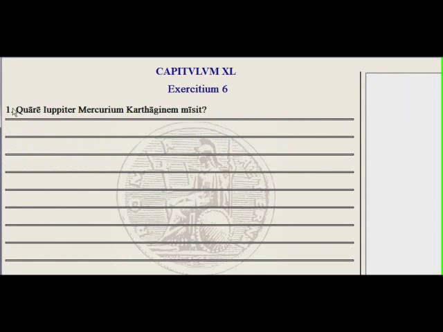Okay, so we have our question and answer. Quare Jupiter Mercurium Carthaginem misit? Why did Jupiter send Mercury to Carthage? Here we have the accusative all by itself indicating motion to, right? Ad Carthaginem, but just as Carthaginem. So why did he send Mercury to Carthage? Jupiter Mercurium Carthaginem misit ut, so that Aeneae mandata sua nuntiaret, so that he would announce, so that Mercury could announce his commands, mandata sua, to Aeneas, Aeneae.